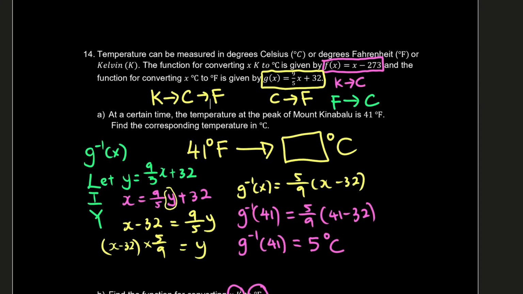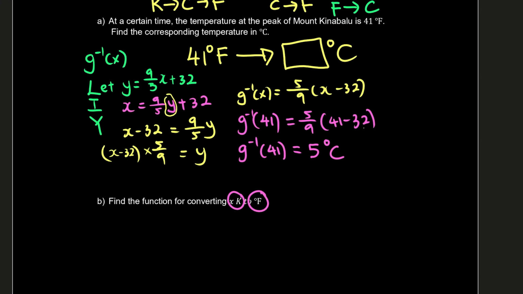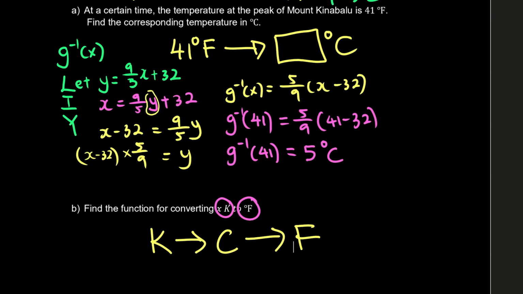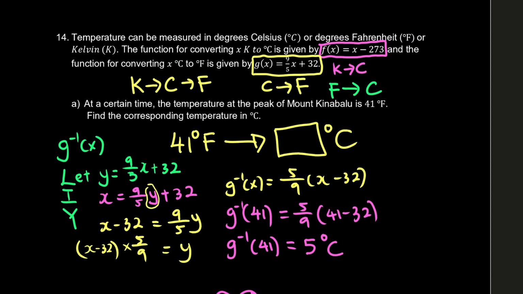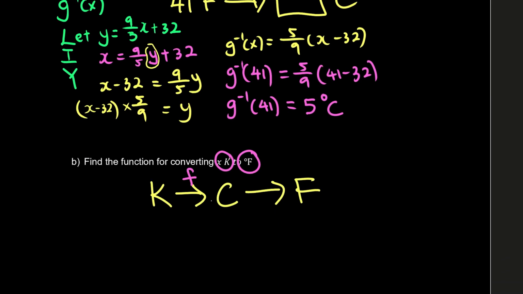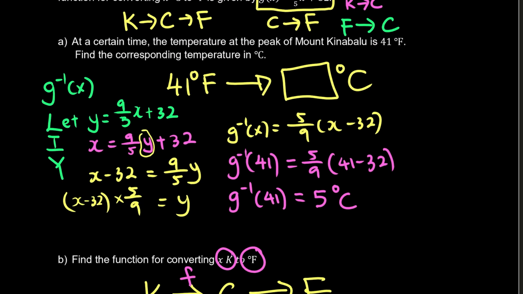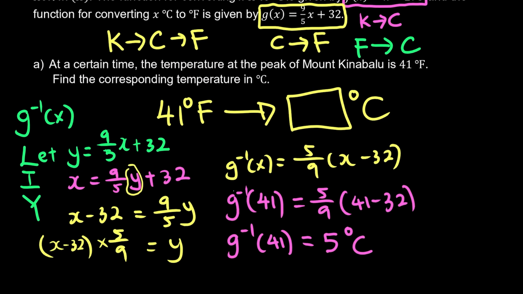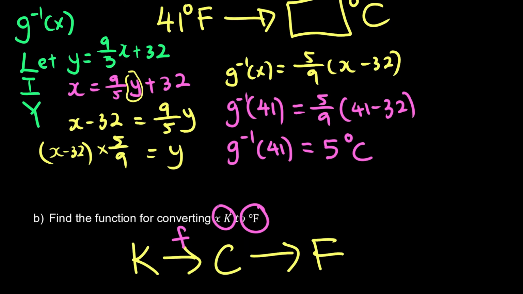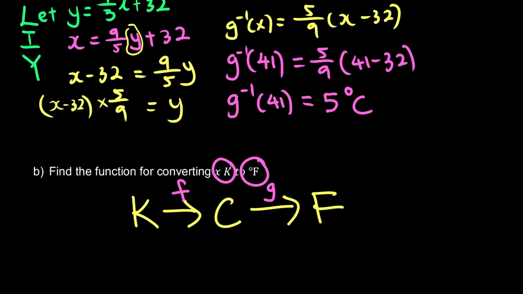What we're going to do is first go from Kelvin to Celsius, then Celsius to Fahrenheit. But what is the function when we want to find Kelvin to Celsius? We know it's the F function. How about from Celsius to Fahrenheit? We know it's the G function. So these are the two-step functions, but they only ask us to find one function. So this is where we need to use our composite functions, where we combine two functions to become one.